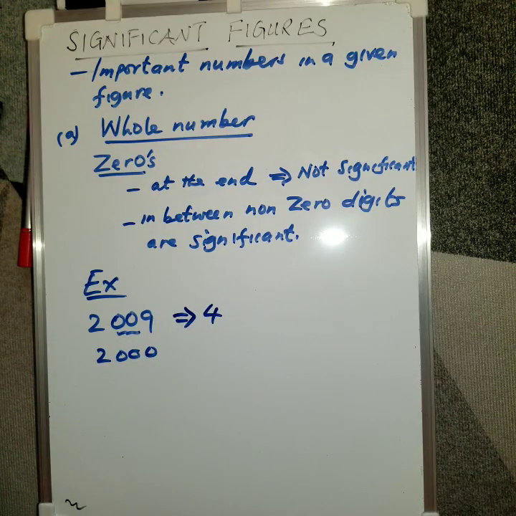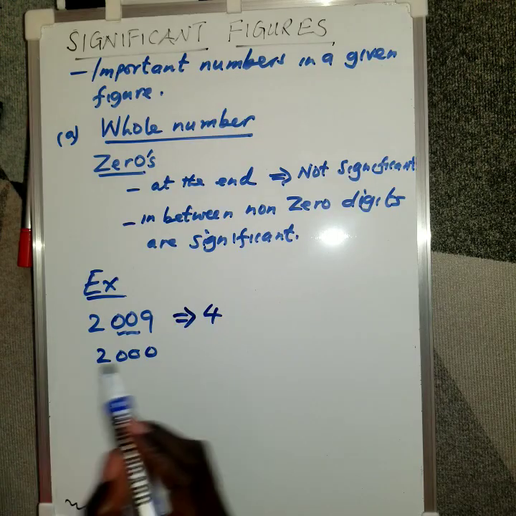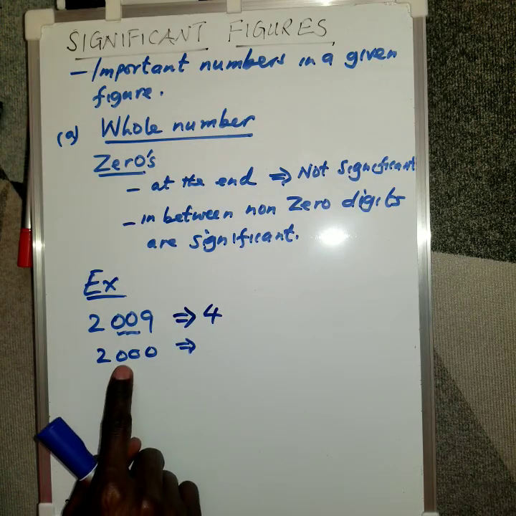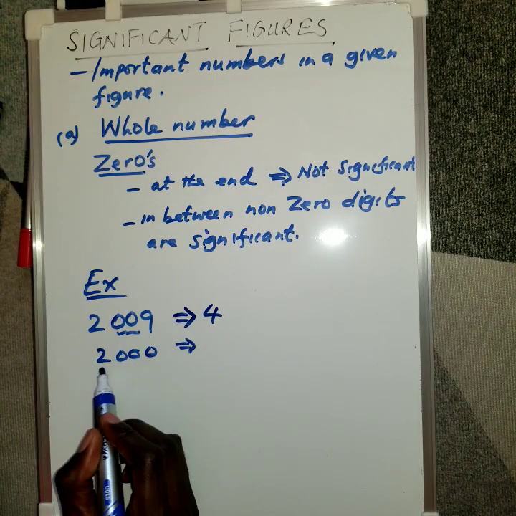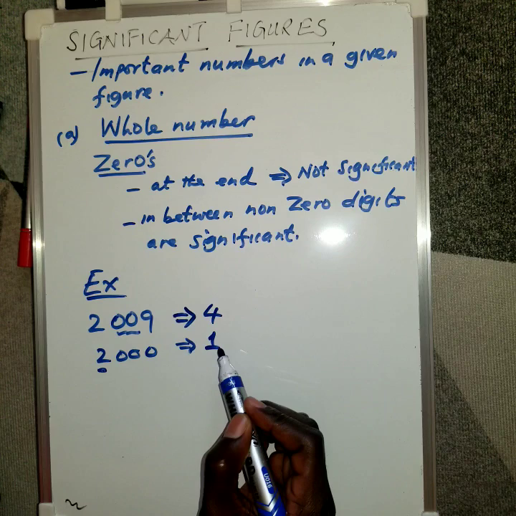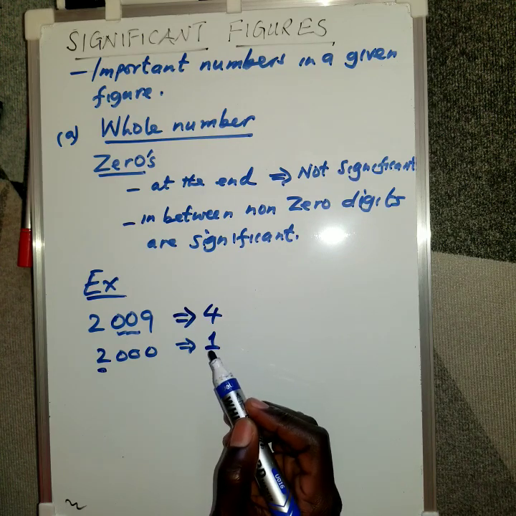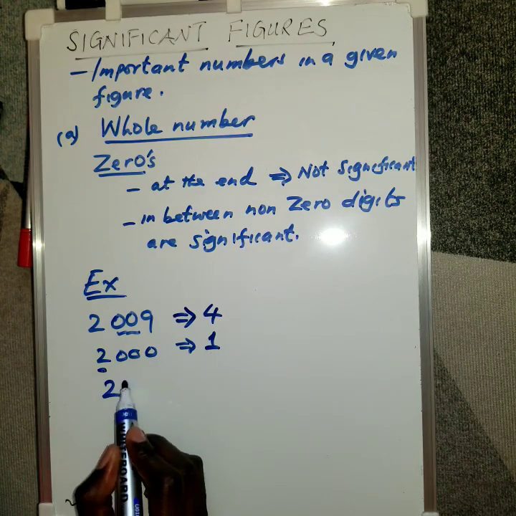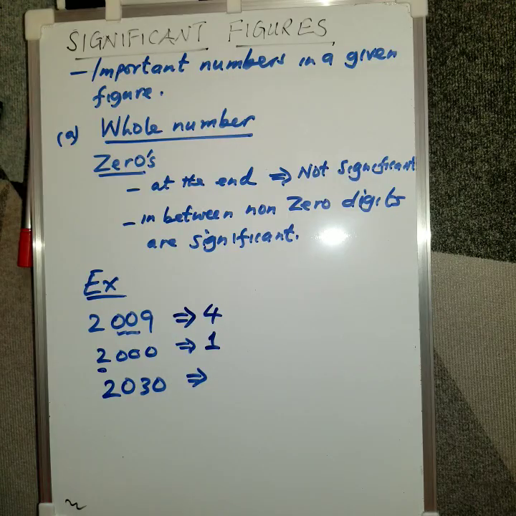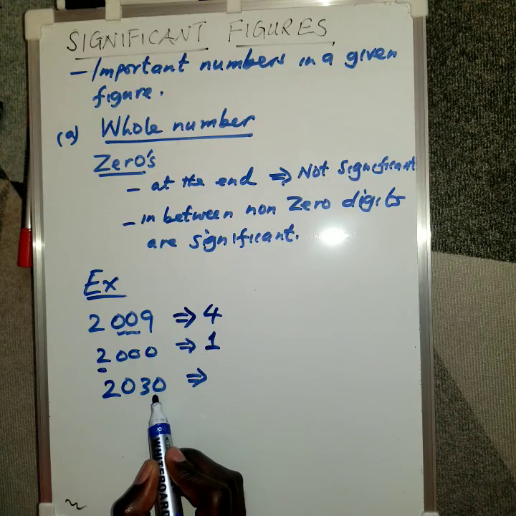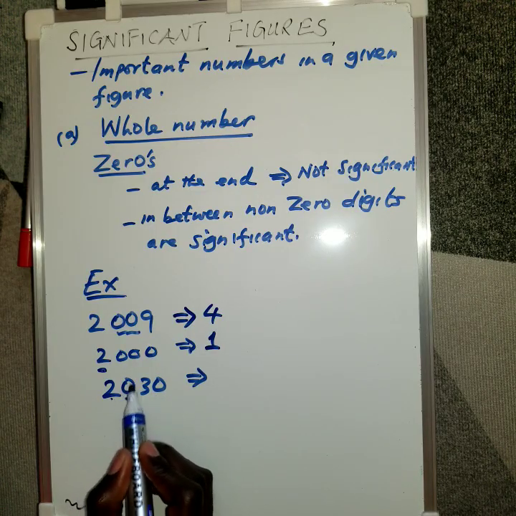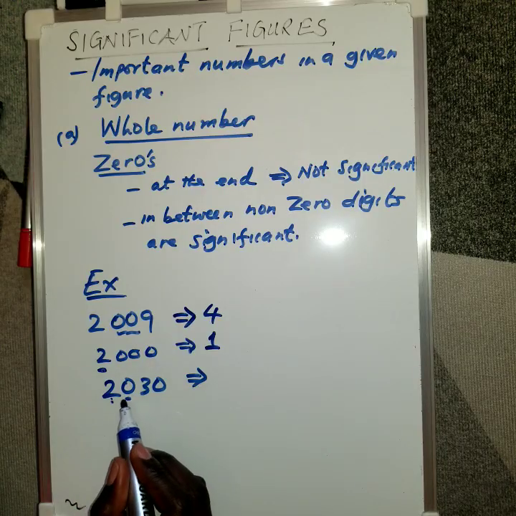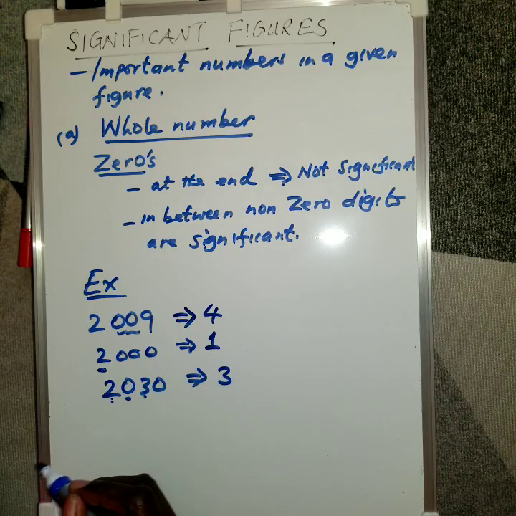Suppose I have a 2000. Go ahead and try out that. How many significant figures are there? Remember, zeros at the end of a whole number, we do not count them. They are not significant. So you only have one significant figure. What about if I had 2030? How many significant figures are there? Of course, because this zero is at the end and this zero is in between two non-zero digits, meaning you have to count this zero. So you have 1, 2, 3 significant figures. That is what we mean.